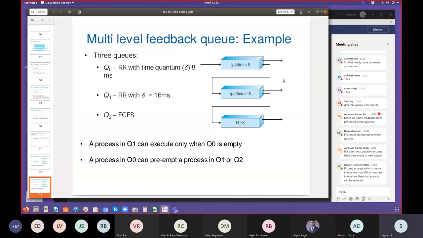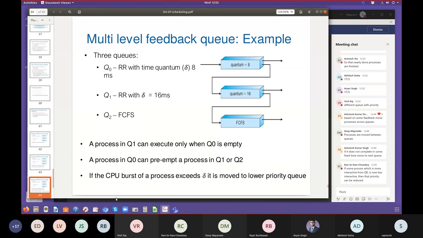Yeah, and maybe another rule can be that. So here are the sample rules that are followed. A process in Q1 can execute only when Q0 is empty. Also, a process in Q0 can preempt a process in Q1 or Q2. So these can be different policies that are followed. And yes, if the CPU burst of a process exceeds delta, it is moved to a lower priority queue.